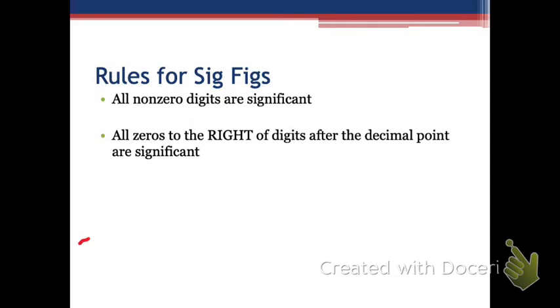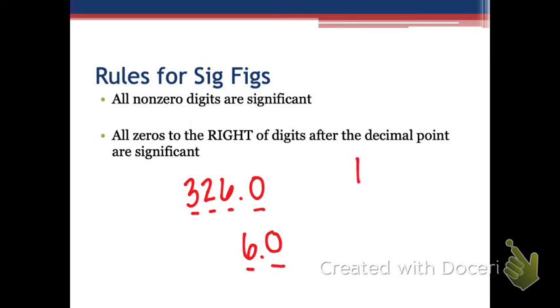Okay, what about this number right here? How many? 4, right? All of them. 1, 2, 3, and 4. What about this one? 2. Yep, just like that. What about this one? 5. 1, 2, 3, 4, and 5, right? That 0 is to the right of digits, and it's after the decimal point. It comes after digits, and it's after the decimal point. Are we good with that?